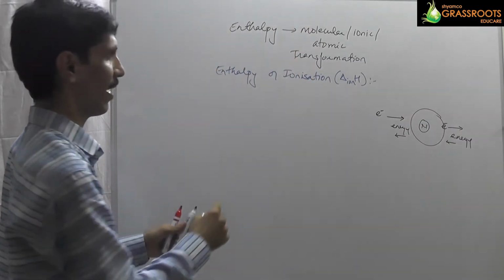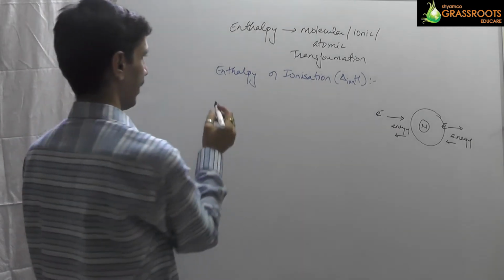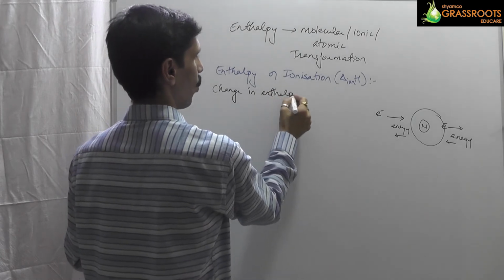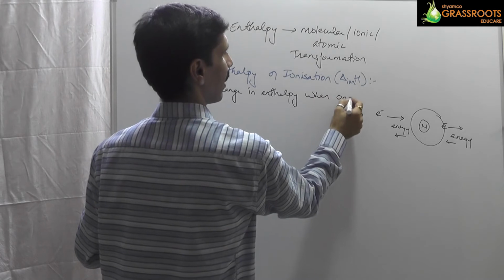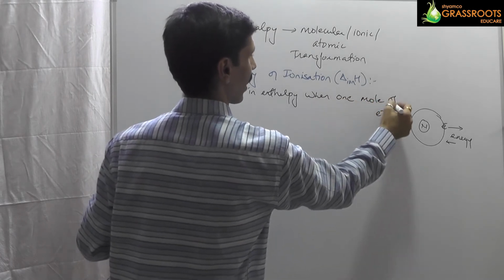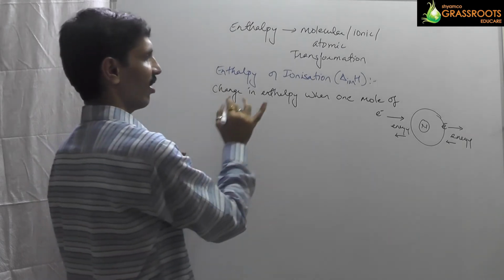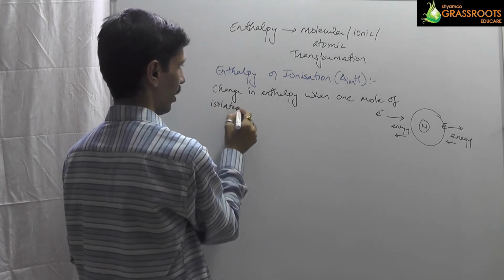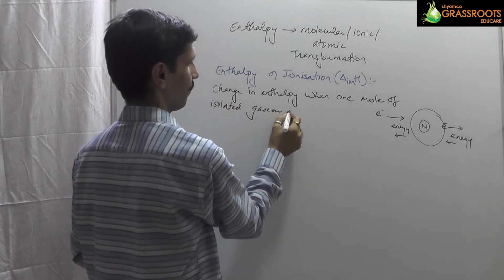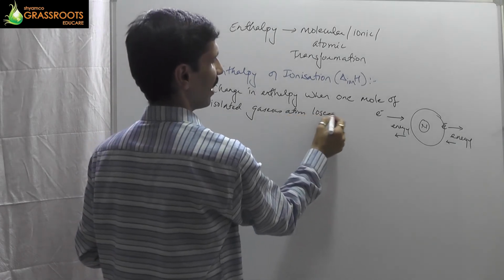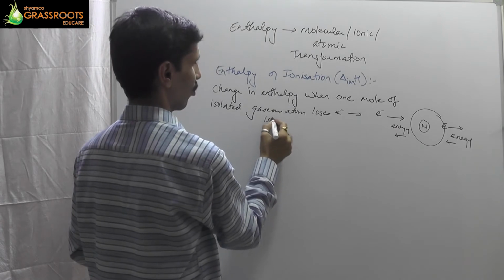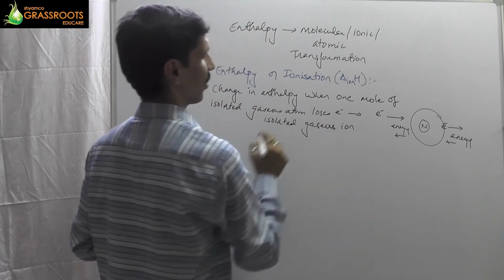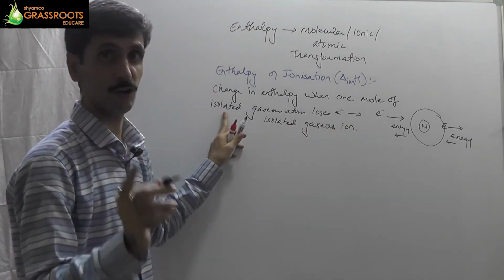So when you talk about enthalpy of ionization, the first possibility is that we say it is the change in enthalpy when 1 mole of, ये तो अगर आपको याद है मैंने आपको फिजिकल ट्रांसफॉर्मेशन के दौरान भी बताया था, वो सेम ही है। So change in enthalpy when 1 mole of isolated, मतलब alone, gaseous atom loses electron to form an isolated gaseous ion. Isolated मतलब it's not going to be combined.